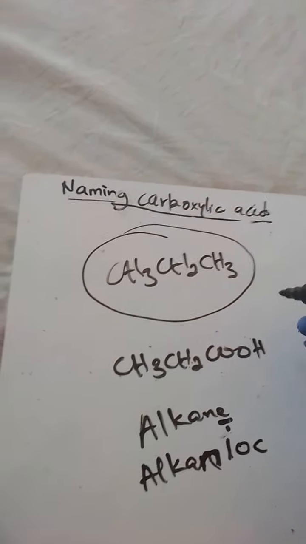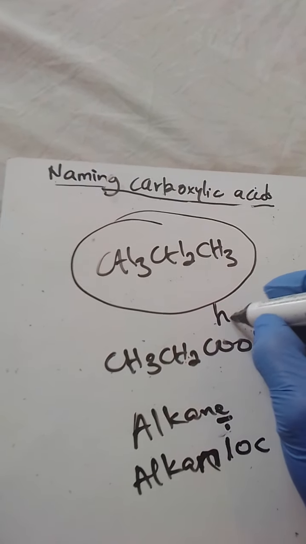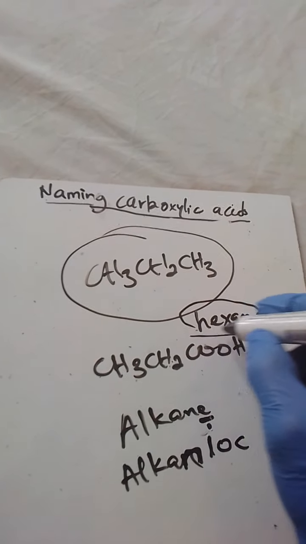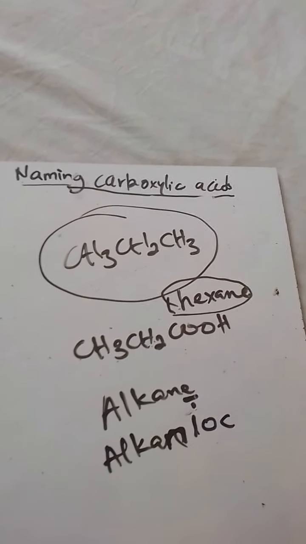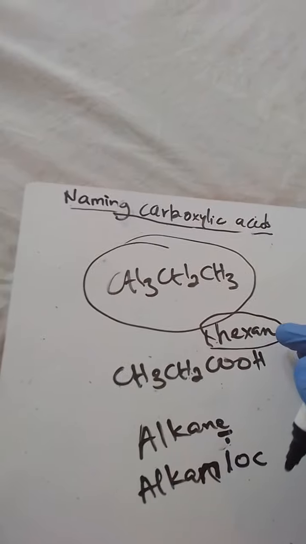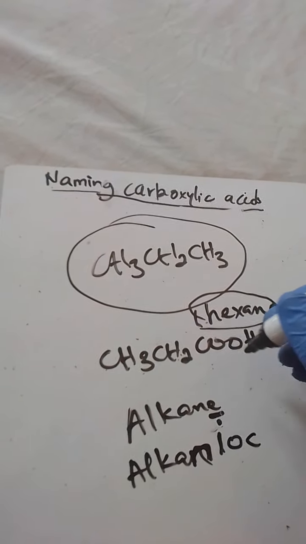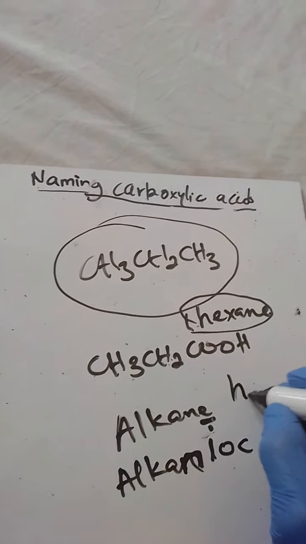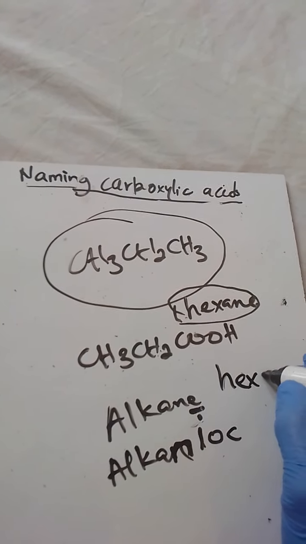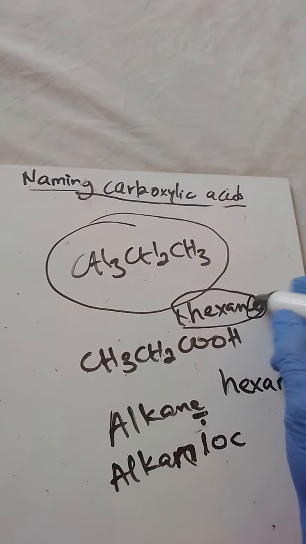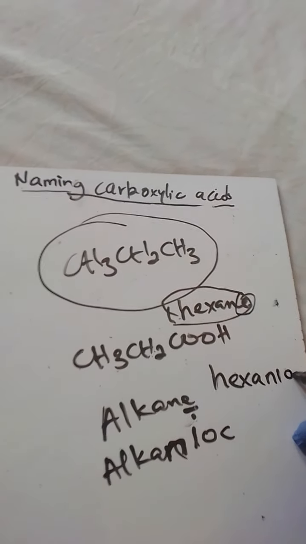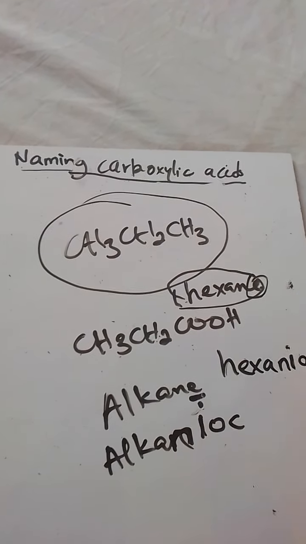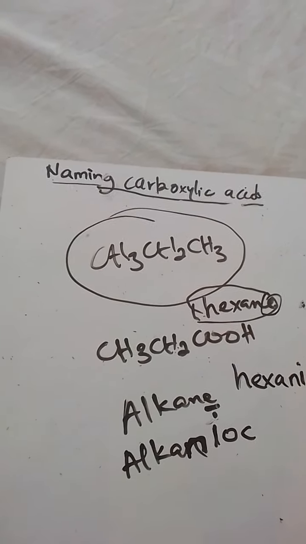For example, we have something like hexane. Hexane is an alkane with a 6-membered carbon chain. So its corresponding carboxylic acid is going to be hexanoic acid, just by removing the final E and replacing it by OIC. That is the basis of naming carboxylic acid.